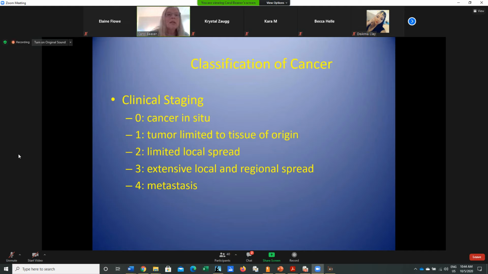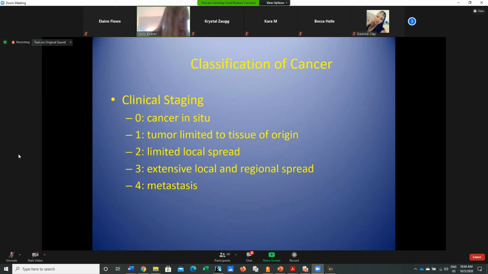Anytime that you see a stage 4, it will be metastatic, where it has spread to another system in the body. So the staging does classify the solid tumors and refers to the size of the tumor and the extent of the disease. So the higher the stage, the more extensive the disease. I want you to remember that. High numbers are bad. That's just it.